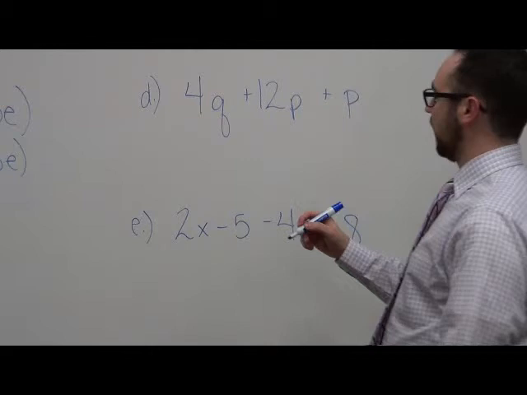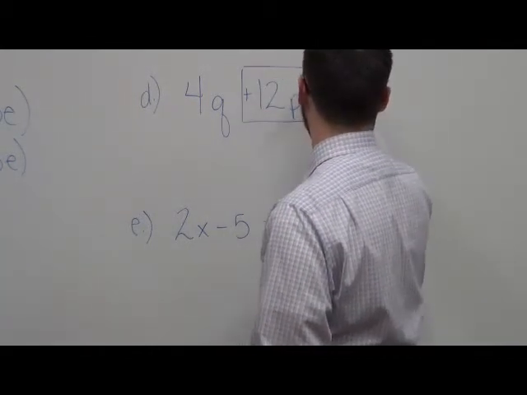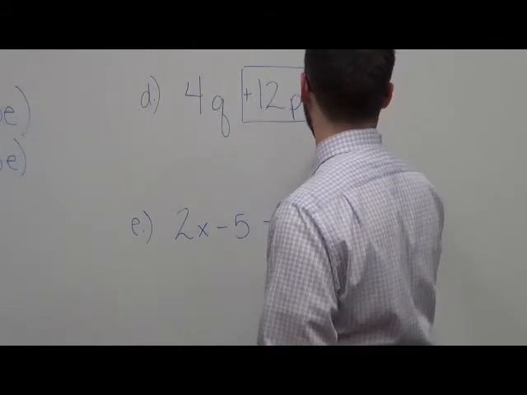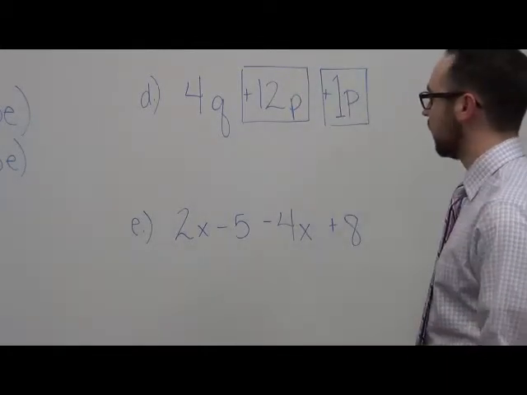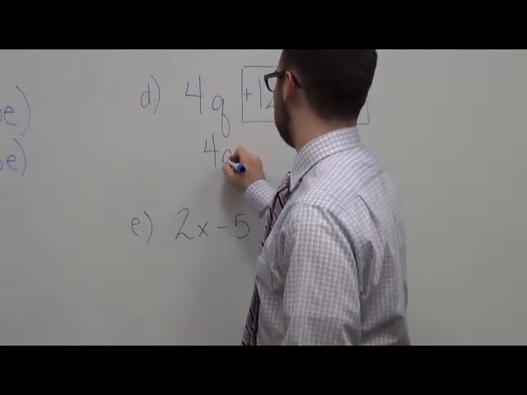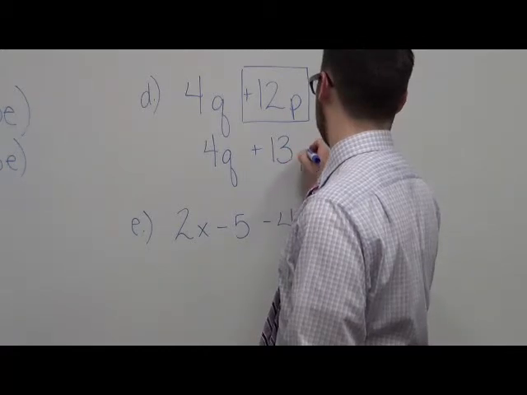Again, identifying our like terms, we have a positive 12p and a positive p. Remember, there's an invisible 1 here, so you can view that as 1p. So the 4q stays the same, nothing gets added. 12 plus 1 gives me 13p.